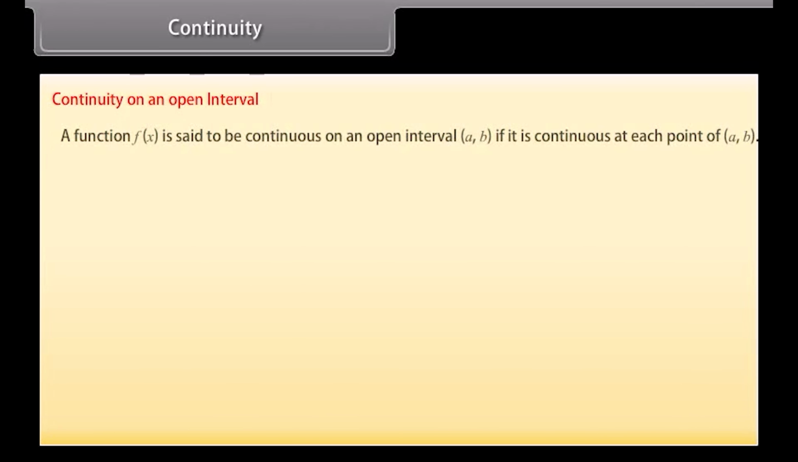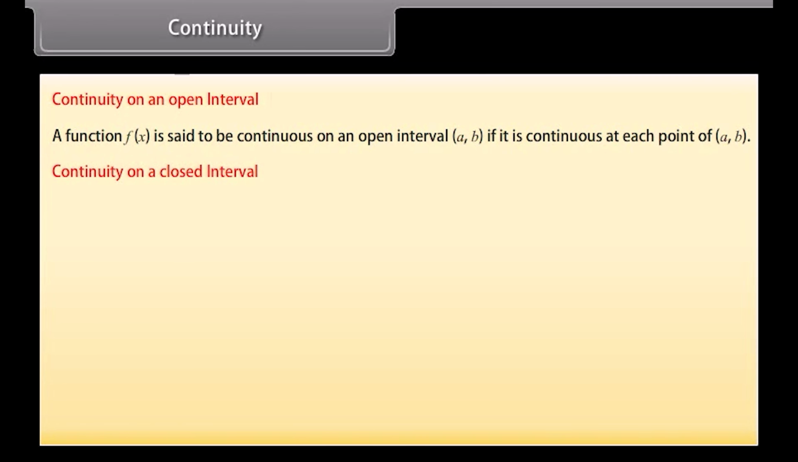Continuity. Continuity on an open interval. A function f of x is said to be continuous on an open interval a, b if it is continuous at each point of a, b. Continuity on a closed interval.